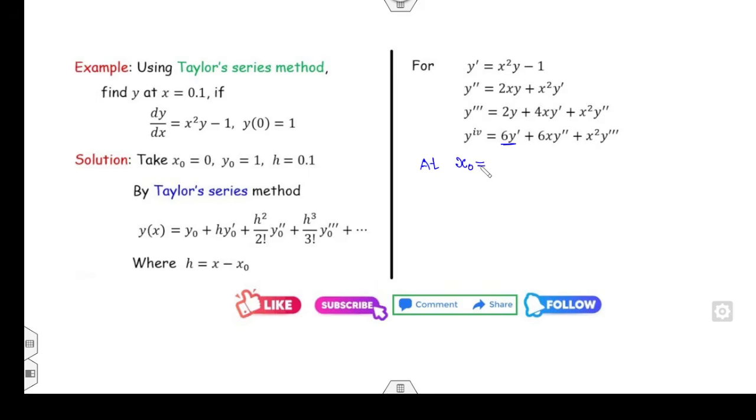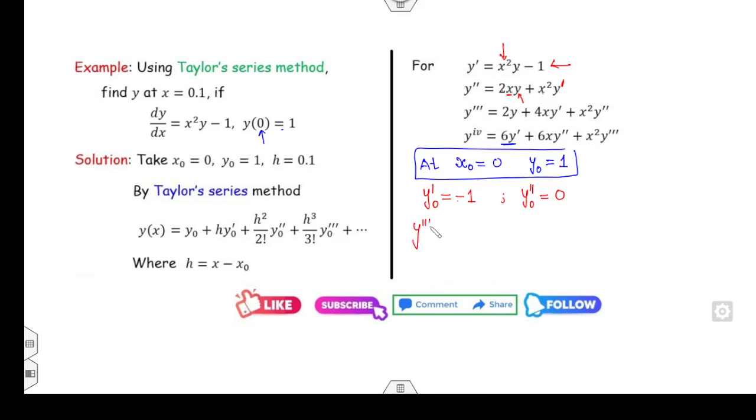Now at the initial point, x naught is 0, y naught is 1. You can calculate these derivative points. What is the value of y prime? 0. Substitute the values here. x is my 0, so the answer is minus 1. Can you calculate the second derivative at the point 0? Fill in the value of x as 0 and y as 1. x will be 0, y prime is minus 1. Because x is 0, the answer is 0.